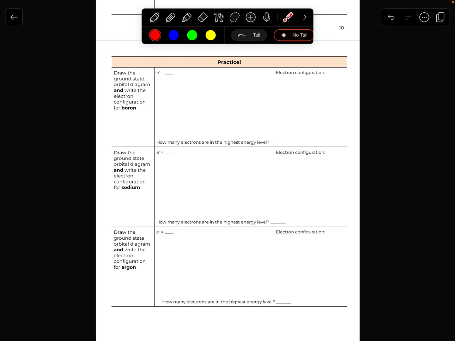So what energy level is it in? What period? What block is it in? S, P, D, F. And how many elements into that block is it? 1 through, we're really going to go up to like 10. We're not going to go into the F block very much. Okay, so practice these ones and then you're done with this note set. Yay!